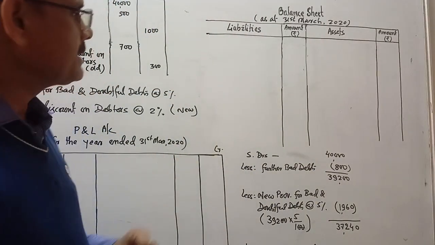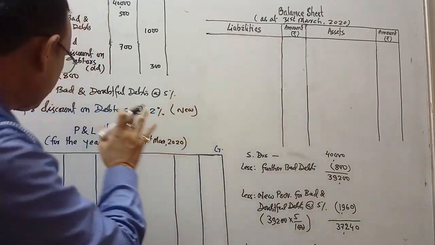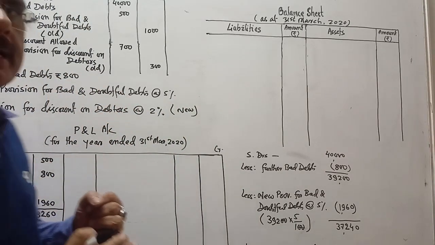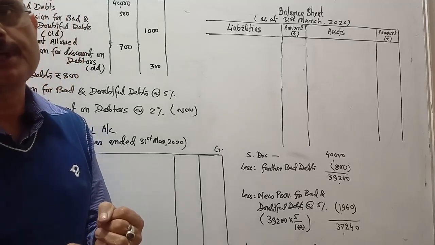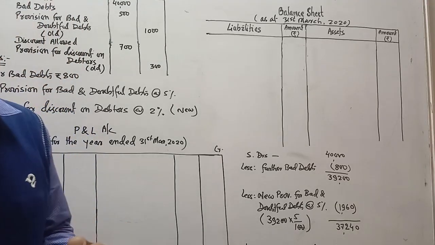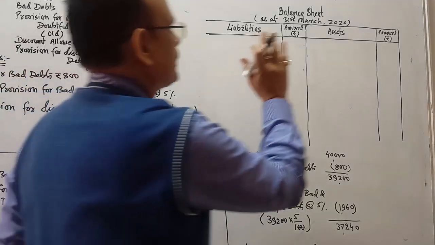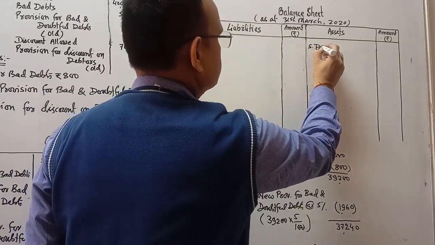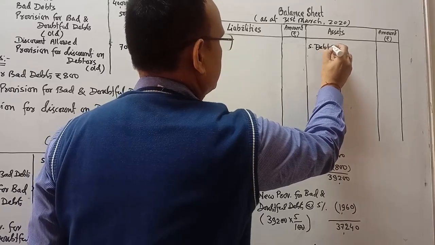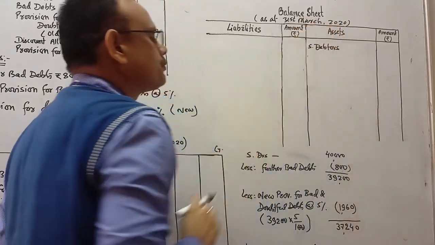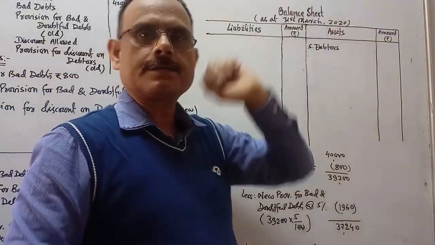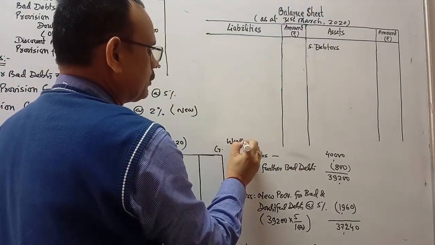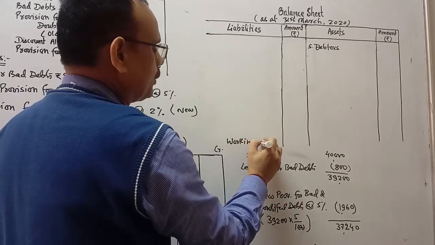Now come to the balance sheet. We have completed the profit and loss account related to bad debts, discount allowed, provision for bad and doubtful debts, and provision for discount on debtors. Now coming to the balance sheet asset side, we write the sundry debtors. So how much amount will we write for sundry debtors? Already we have done the calculation in the working notes.